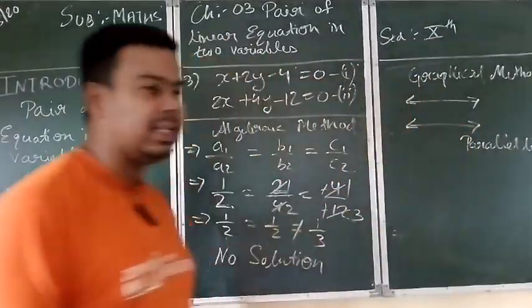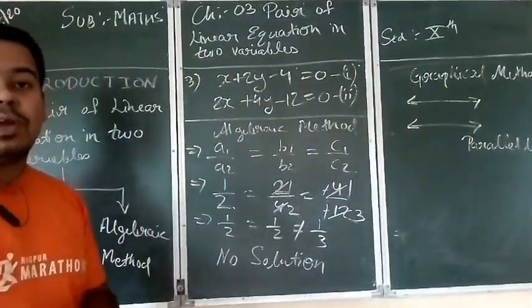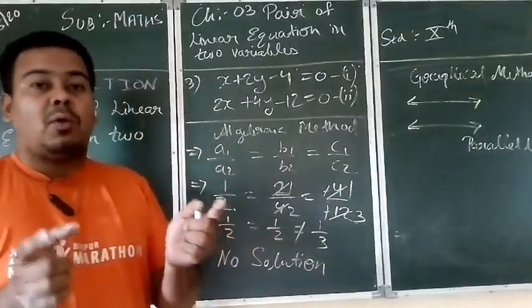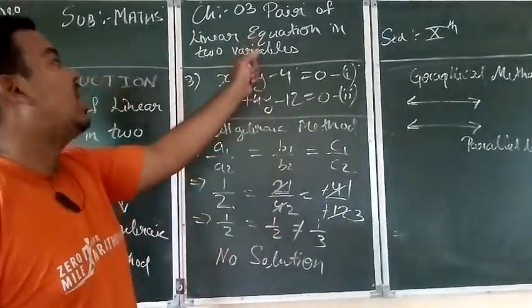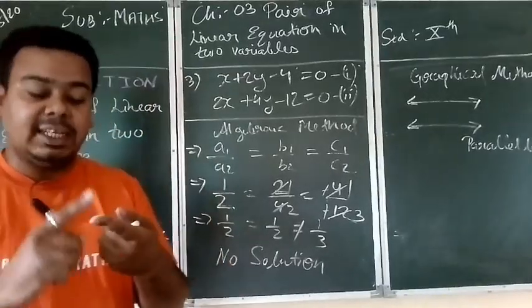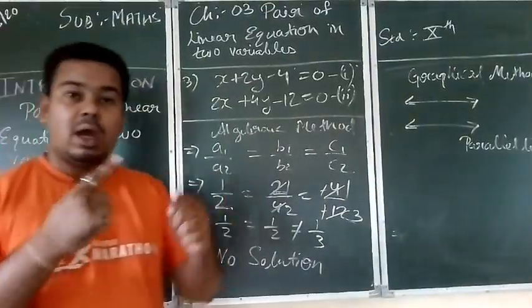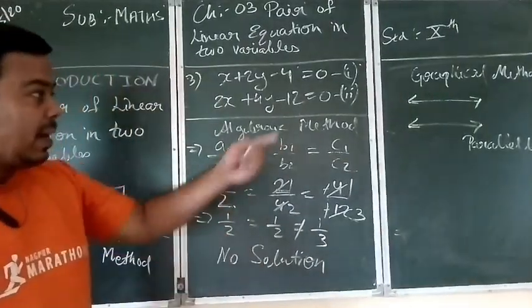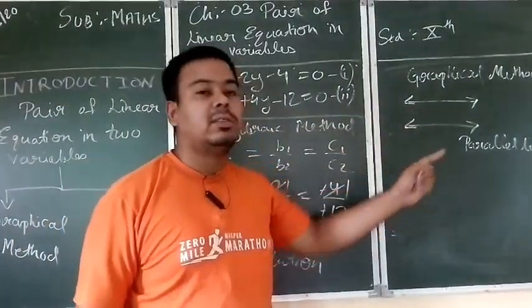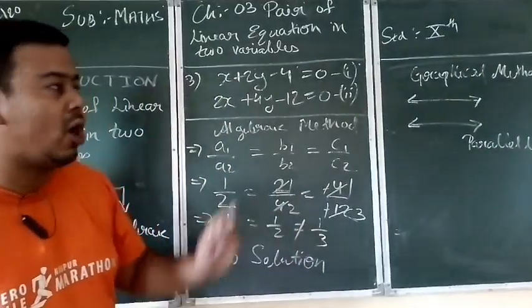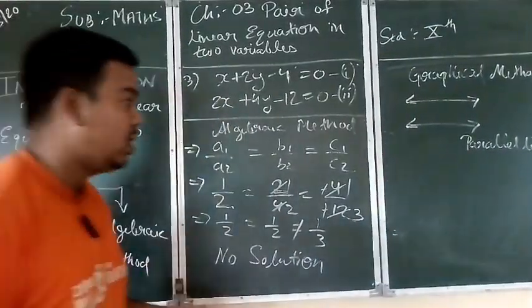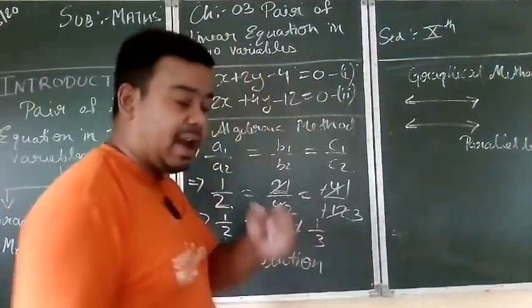It is parallel lines. So we know that if we find a solution of a pair of linear equations in two variables, then the lines should intersect, or the lines should be coincident. But if the lines are parallel, then we cannot find any solution of this type of equation.